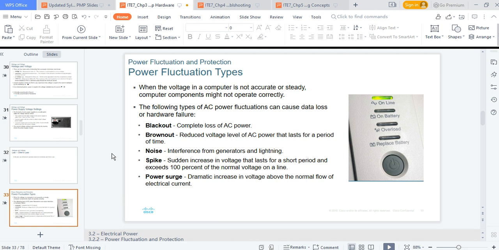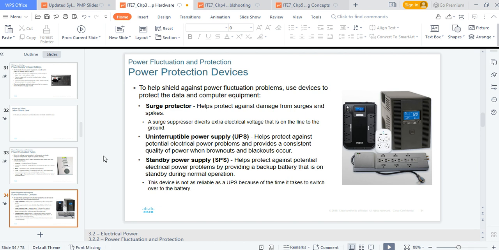Okay, Ohm's law, we've talked about that. So there are different types of power fluctuation. When you have the blackout, you have complete loss. If you have a brownout, reduced voltage, right? Noise, interference from generators or lightning, right? Spike, when you have a sudden increase in voltage, power surge, when you have an increase in voltage above the normal flow of electricity. So you need some kind of gadgets to help protect against all of that.